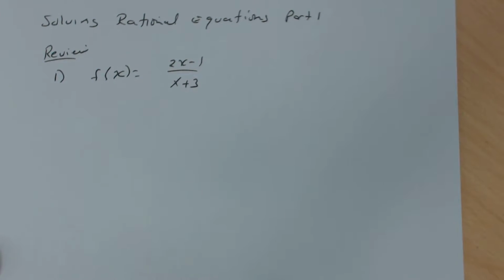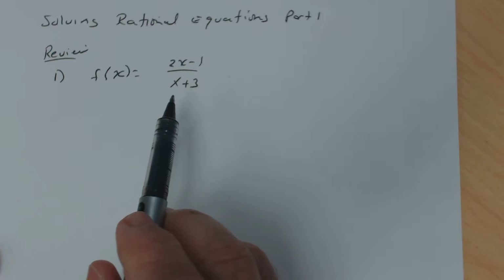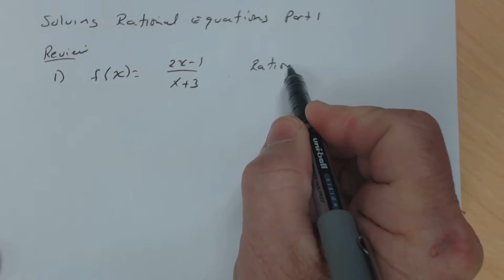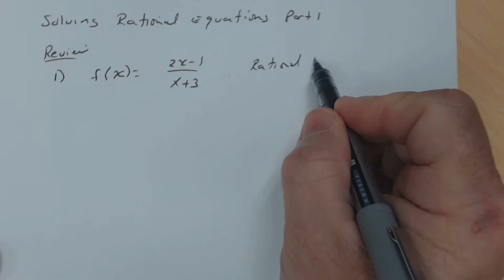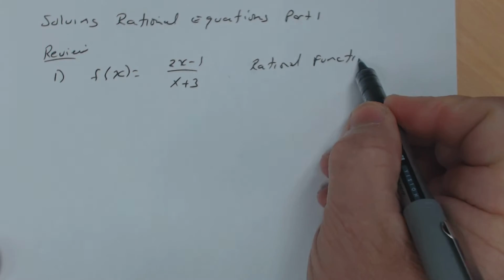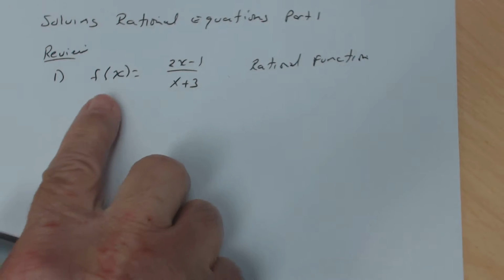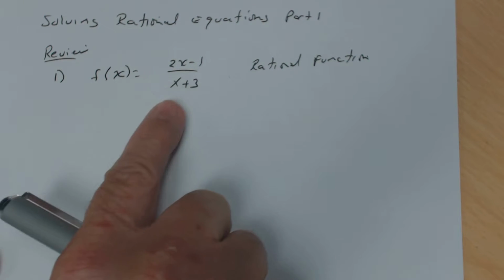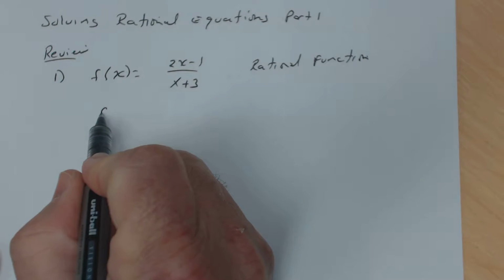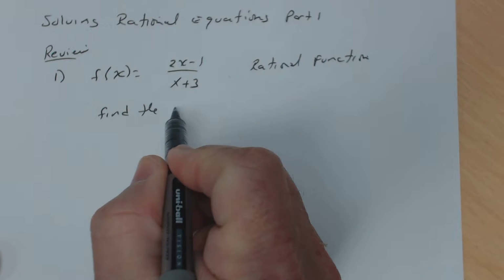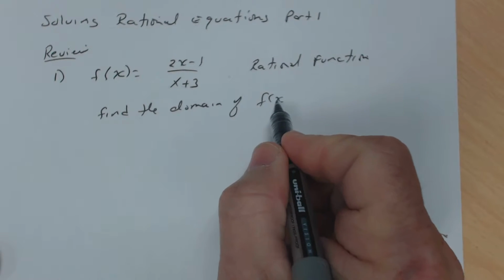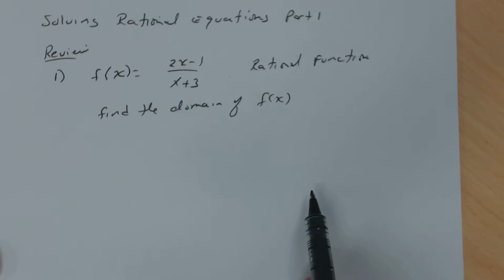All right, let's suppose we had this. And remember, this was called a rational function. So that was in a previous section, rational function. And it's a rational function because we're dealing with function notation here. So one of the things you found was the domain of this rational function. So let's find the domain of f of x.